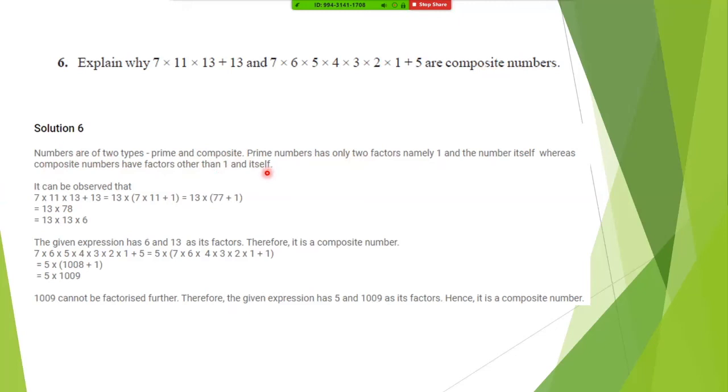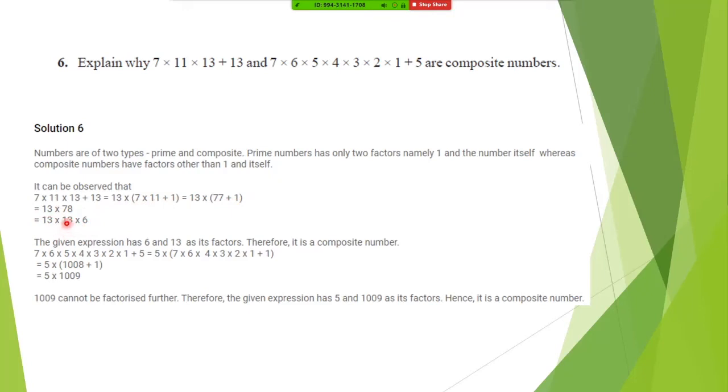Are we right? Yes, ma'am. Now, it is observed from the first part, 7 into 11 into 13 plus 13. If I take 13 common outside, can I do that? Yes, ma'am. So what do I get? 13 multiplied by (7 into 11 plus 1), that is 13 multiplied by 78, or if you break it down, 13 into 6. Fine with that? Yes, ma'am. Now, what do you see here?